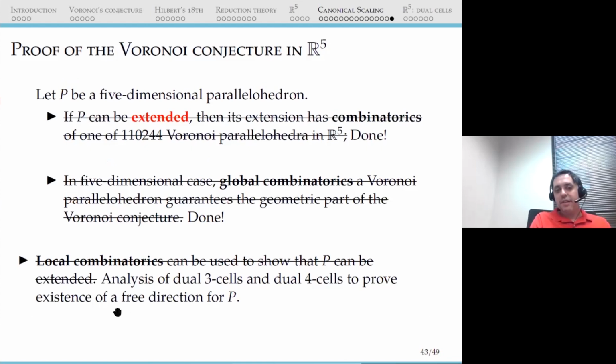What is left is careful analysis of dual 3 cells and dual 4 cells. But there are a lot of different cases. So basically, we consider all possible parity classes in 5-dimensional lattices. So there are 32 cases. Not all of them need to be analyzed in each case, but sometimes we can go up to 20 cases in one lemma. And I think I can stop here.